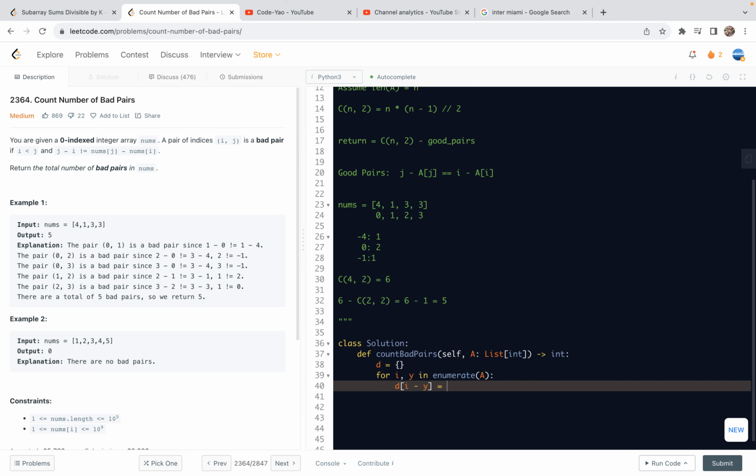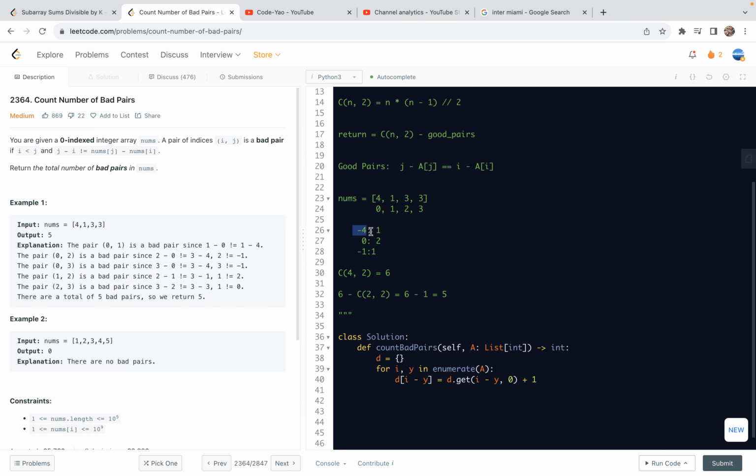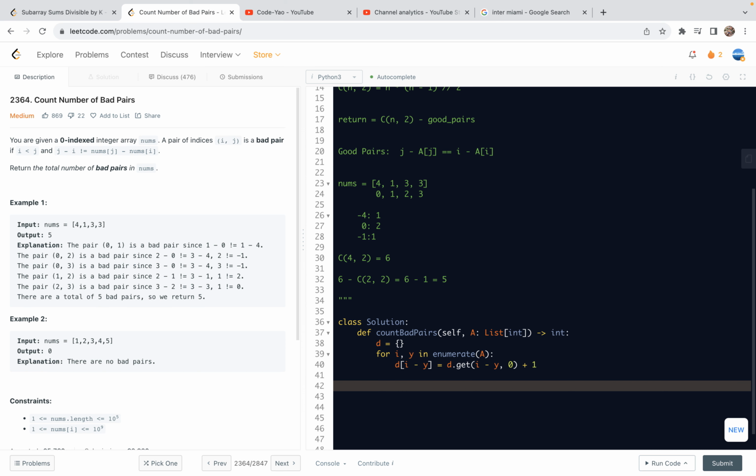So it's going to be D, get the occurrence of this key in the dictionary. And if it does not exist in the dictionary, the frequency will be 0, right? Then we can add this one. So after this scan, we get this kind of information, right? Then we just need to do the return.